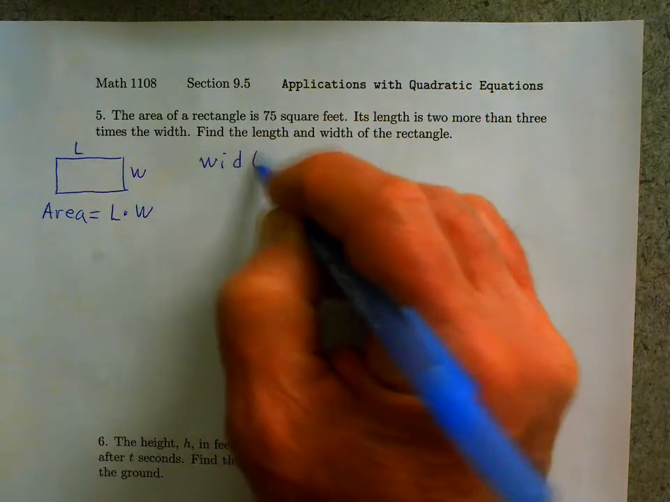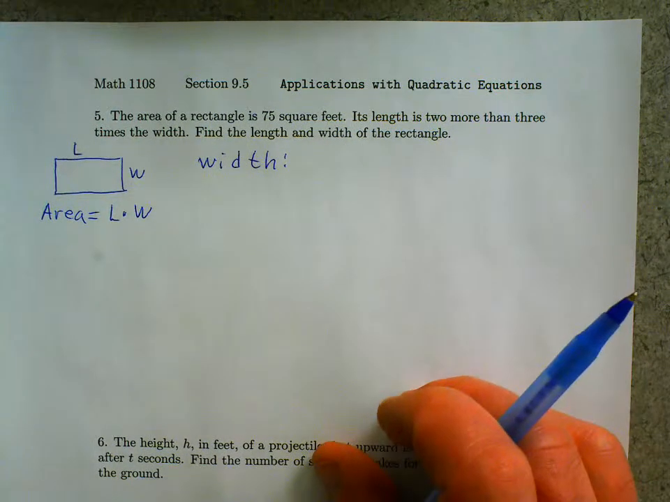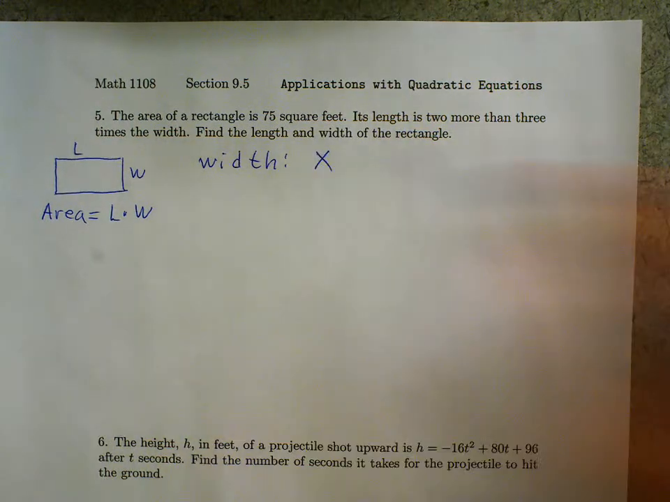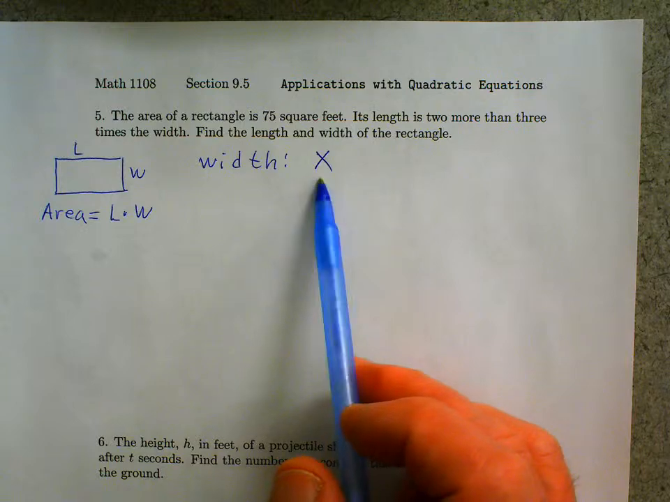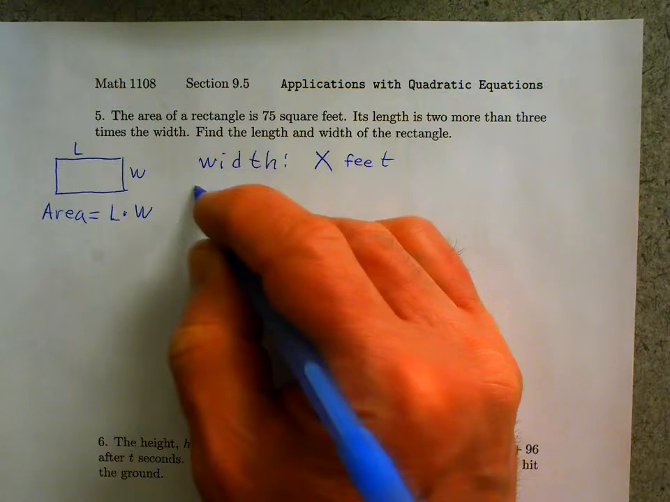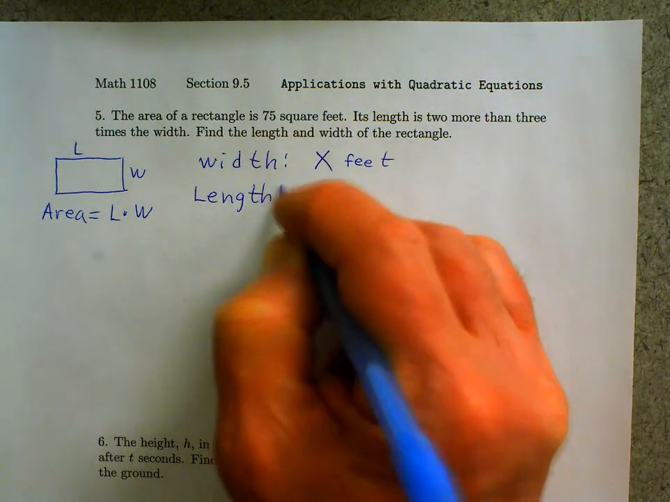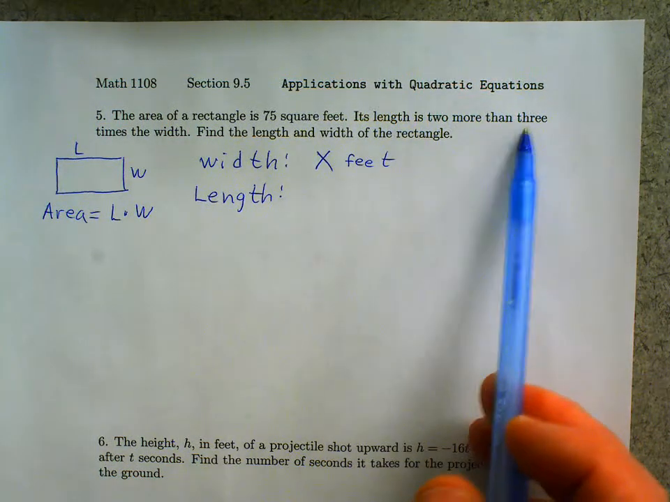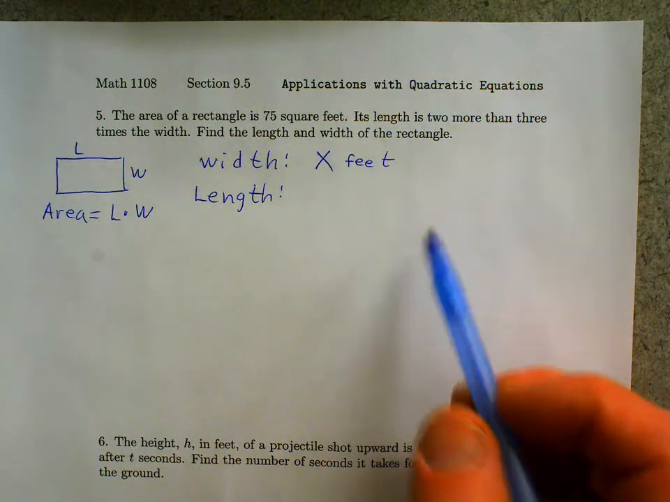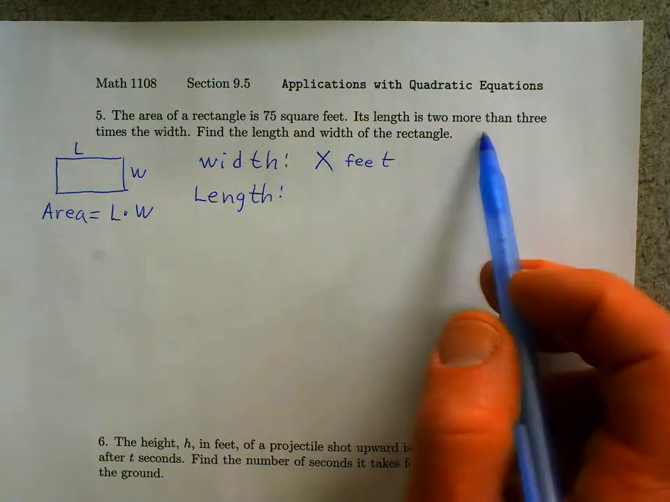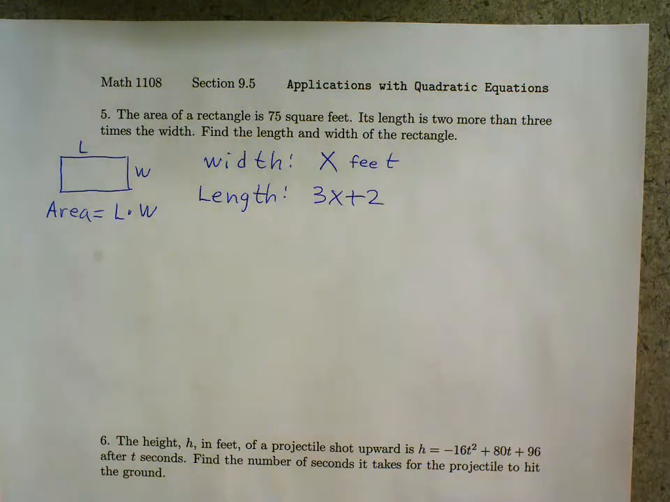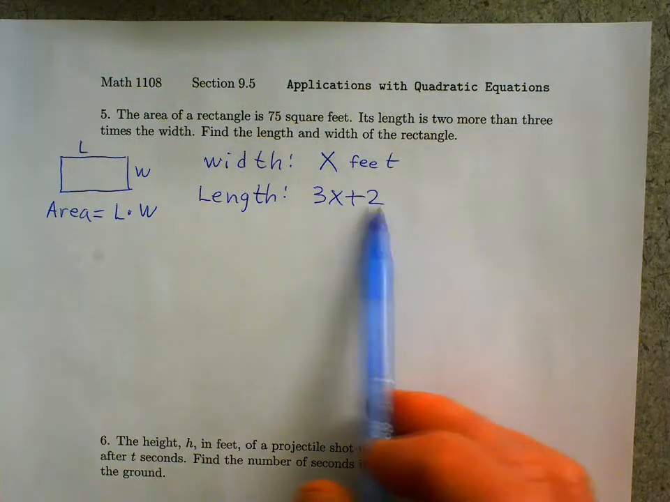So since the length is described in terms of the width, my general strategy in a case like this is to pick a variable to represent the width. So the width is x feet, and the length is 2 more than 3 times x, because x is the width. 2 more than 3 times the width is 3x plus 2.